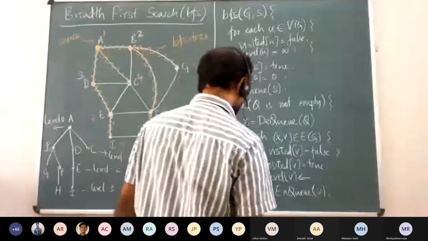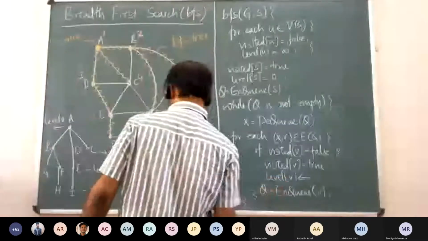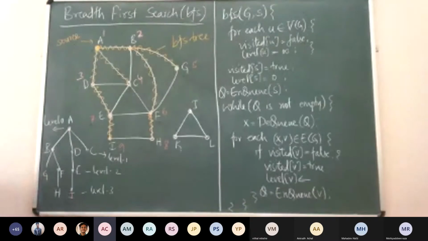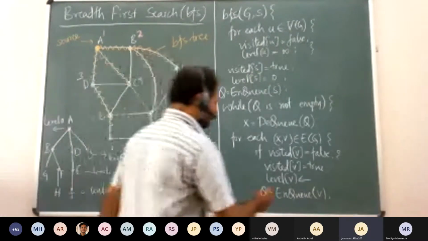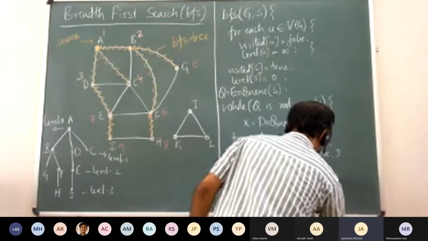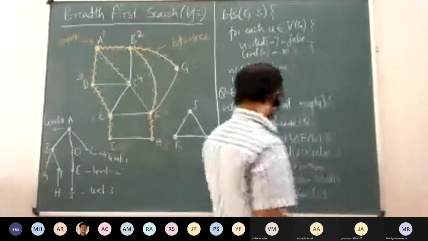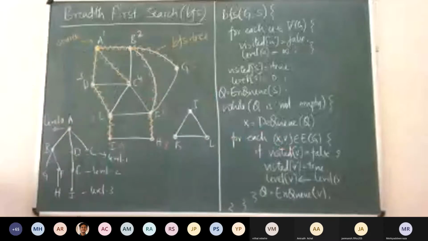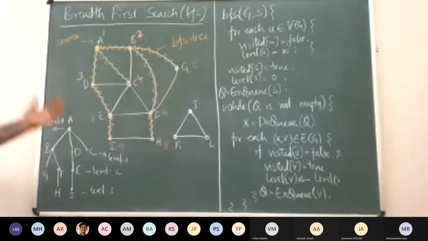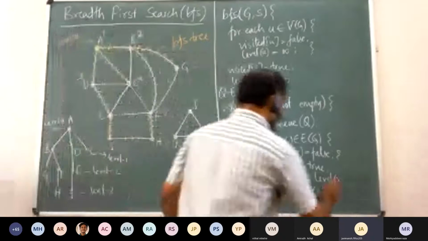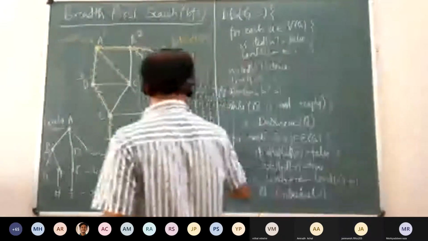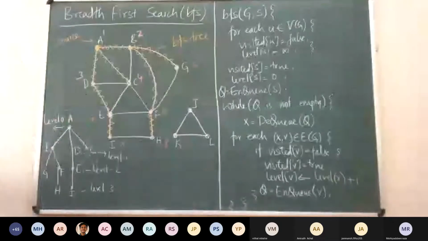So what will be the level of V? The level of X plus 1, because notice that V is discovered first from X, so it should be one distance away from X. So it will be level of X plus 1. Okay, so this is the pseudocode we will be using.